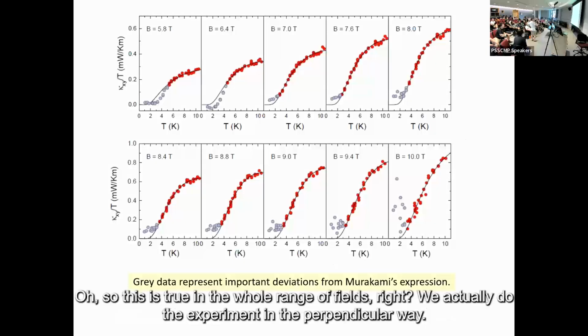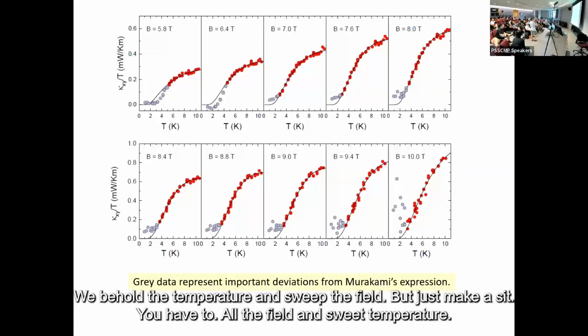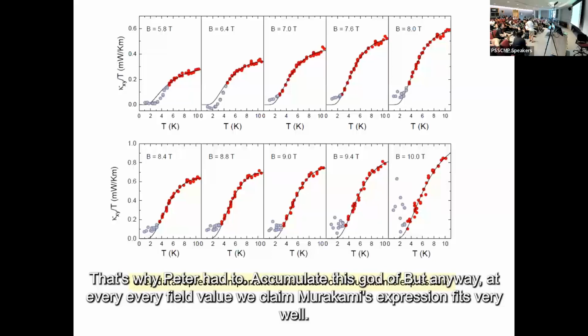Oh, so this is true for a whole range of fields, right? We actually do the experiment in the perpendicular way. We hold the temperature and sweep the field. But to make the fit, we have to hold the field and sweep the temperature. That's why Peter had to accumulate these gobs of data. But anyway, at every field value we claim Murakami's expression fits very well.